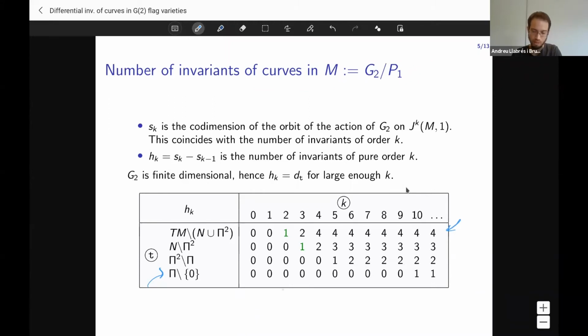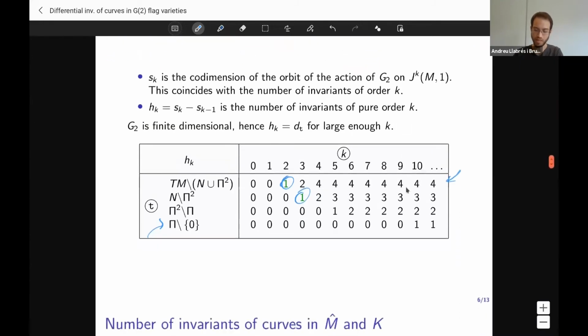Then when we count the number of invariants, since the action of G2 is transitive, we don't find invariants of zero order. And you don't expect invariants at first order either, because you have a dimension 9 jet space and the group is 14 dimensional, so it's bigger. But then at order 2, we find some surprises. We have here a group of dimension 14 acting on a 13 dimensional space. You wouldn't expect invariants, but indeed there is one. And we mark in green the places where we have unexpected invariants.